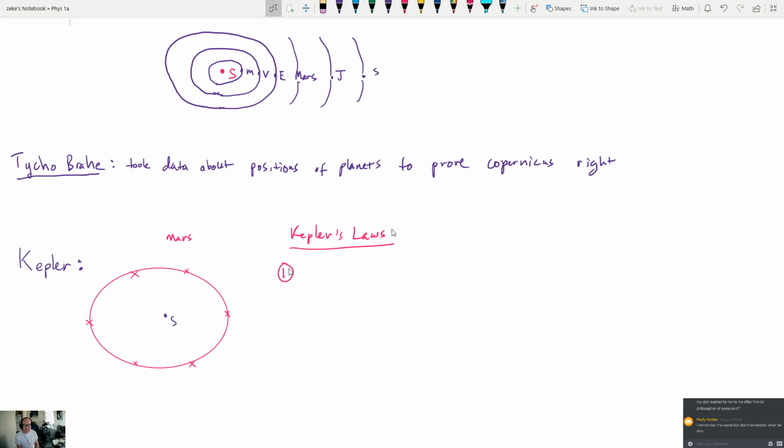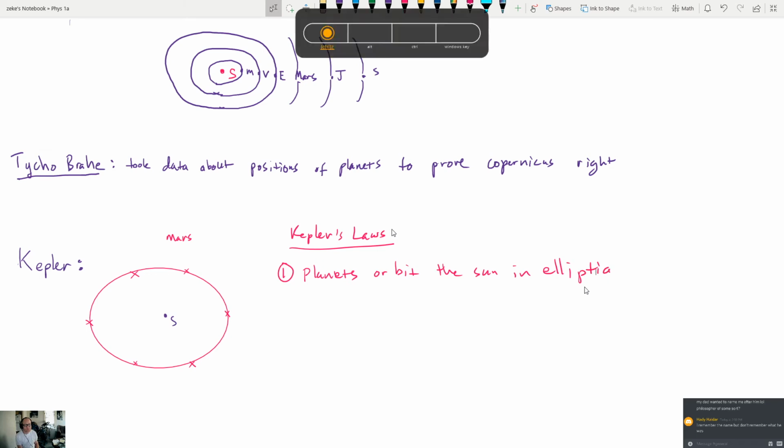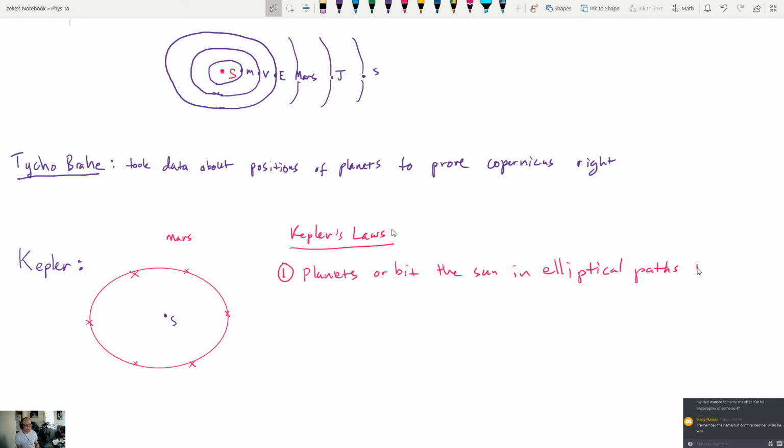So that leads us to Kepler's laws, because this is Kepler's first law. The first law says that planets orbit the sun in elliptical paths, with the sun at one focus of the ellipse. And I will say what I mean by this. So that's what Kepler figured out.